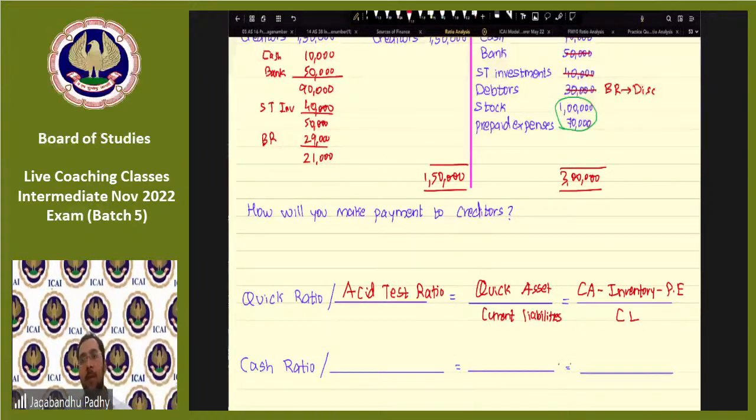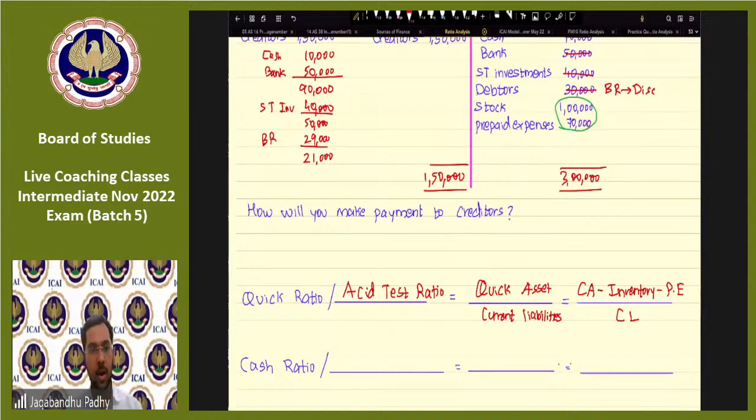So basically, when we are computing the liquidity, we shouldn't consider inventory and prepaid expenses, because those are such assets which we cannot use for discharging our liability. And therefore, you should ignore those assets or remove them from the numerator part. So we get a quick ratio.